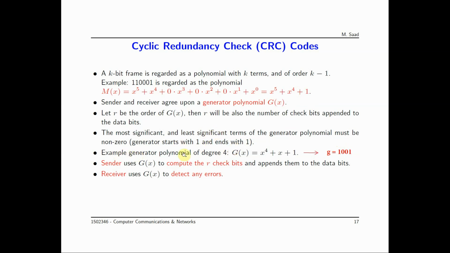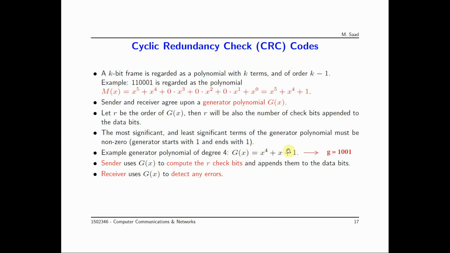An example generator polynomial of degree 4 is shown here: G of x equals x to the power of 4 plus x plus 1. So this is an example generator polynomial of degree 4 or of order 4, which means that if this generator is used, we have 4 check bits involved. So the sender is calculating 4 check bits, adding 4 check bits to the data, and then sending the whole thing. And the receiver will also use the same generator polynomial to decide whether there is an error or not.